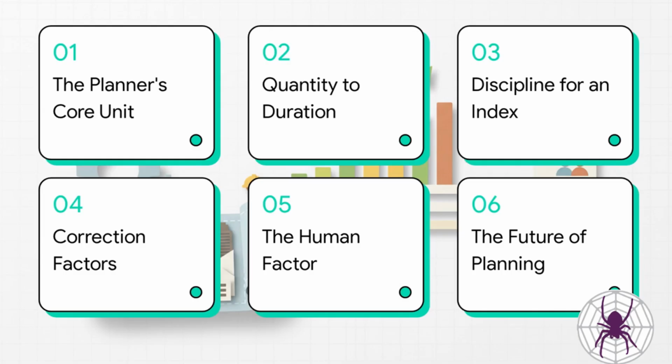So here's our game plan. We're going to start with that core unit of measurement. Then we'll see how you turn a simple quantity into a project duration. We'll dive into why different jobs need different indexes, how to adjust for real-world chaos, factor in people, and finally, take a look at what's next for planning.